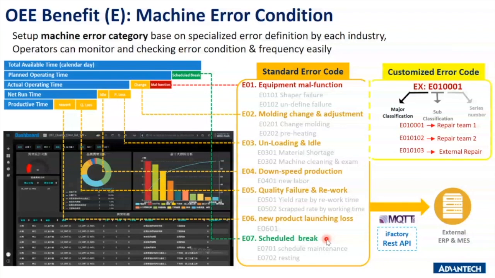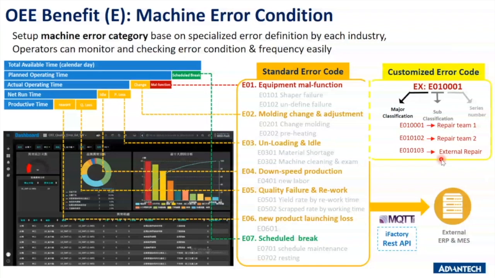And the best part is that Advantech's platform also allows you to do customized error codes. You may do some coding to represent different error codes. For example, this one is trying to show you that this error is dedicated to repair team 1, repair team 2, or this one belongs to external repair.